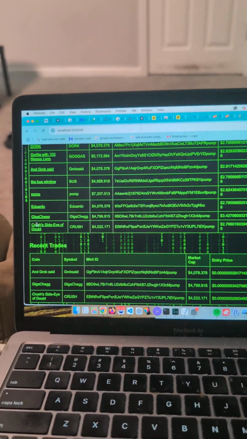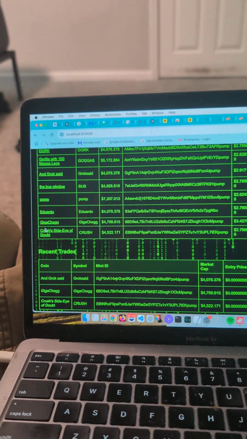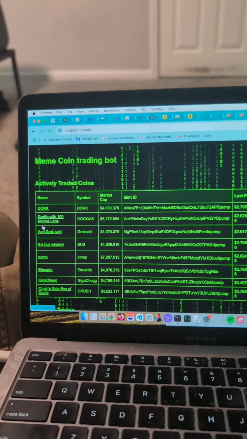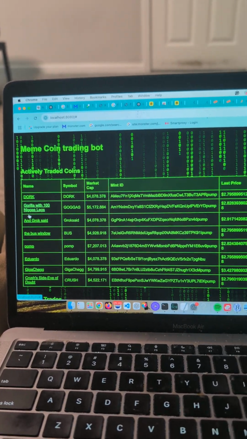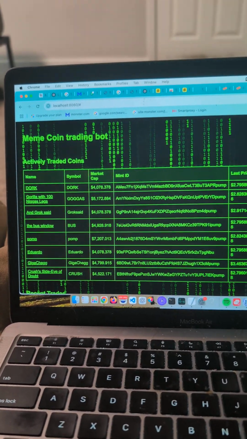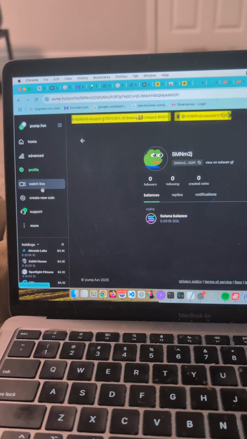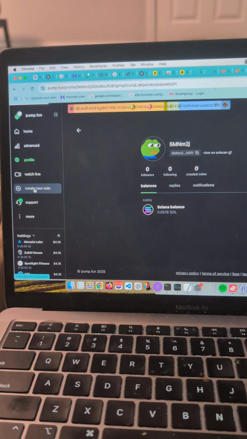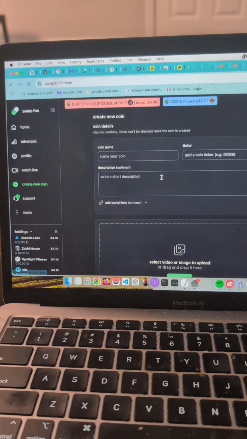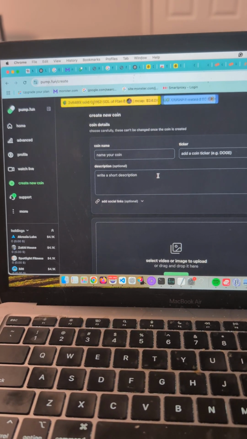Alright, here's a demo of my Pump.fun meme coin trading bot. The meme coin trading bot scrapes data from Pump.fun. If you don't know what Pump.fun is, it's a website where anyone can create a cryptocurrency and people can buy into it and sell the cryptocurrency later for a profit or loss.